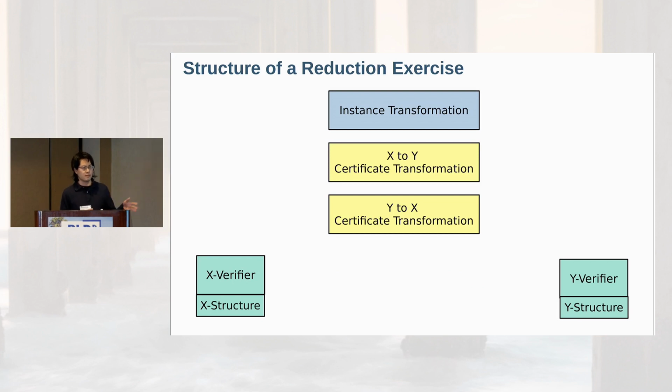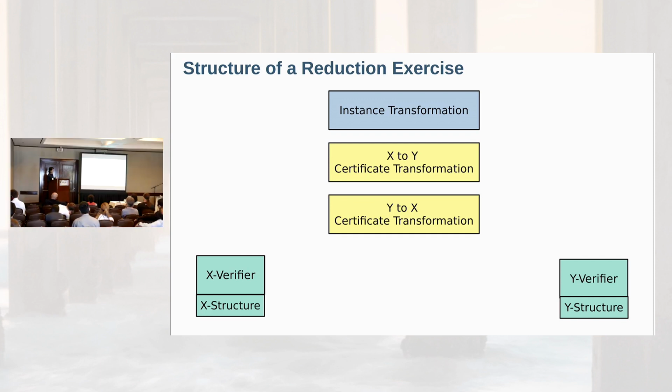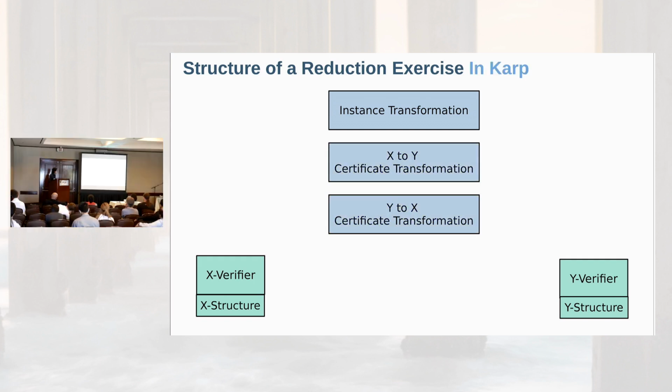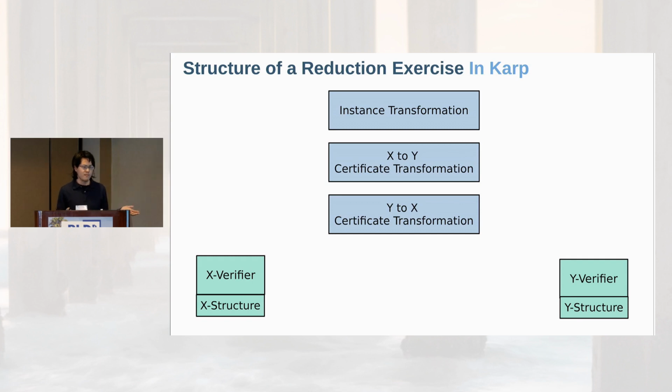So besides that, we usually ask students to provide some sort of evidence or proof of correctness for the instance transformation, which is usually done in the form of certificate mappings that map the certificate back and forth. So actually, this is exactly the thesis of a reduction exercise as a Karp program.